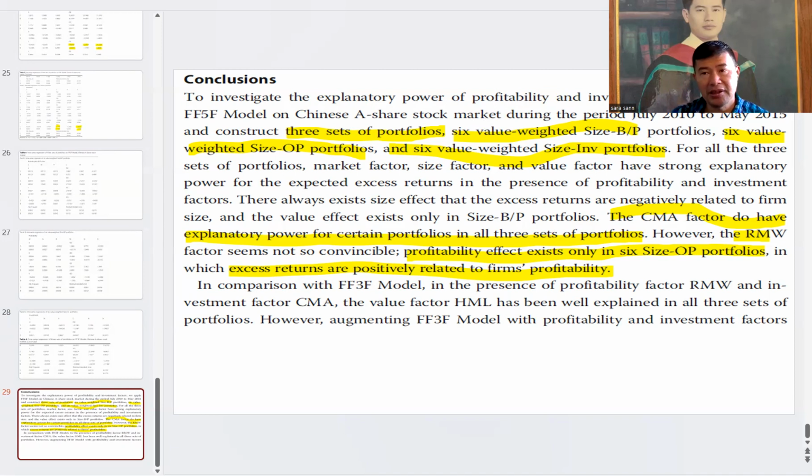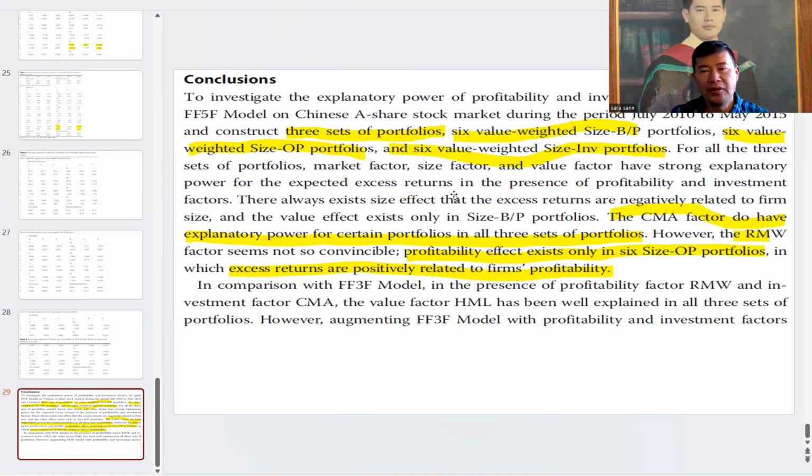Which one is the best? We can see we apply the Fama-French 5-factor model in the Chinese stock market, Shanghai, with a period span 2010-2015, as I remember 59 months, and construct 3 sets of portfolios: 6 size to book to market ratio, 6 size to profitability, 6 size to investment.